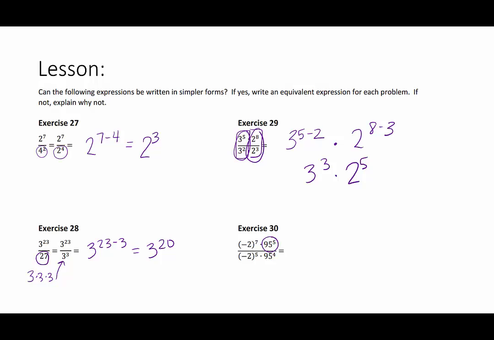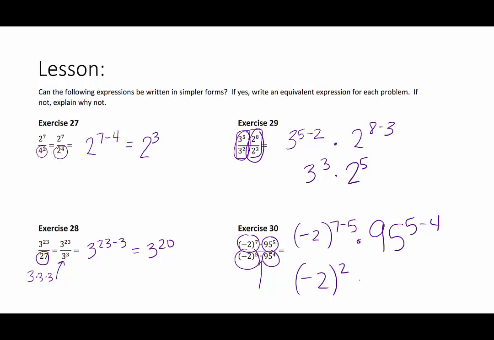Again, same thing here, separate bases. So we're going to say negative 2 in parentheses to the 7 minus 5 times, because there is a multiplication symbol in there, 95 to the 5 minus 4. That's going to give us negative 2 to the 2nd power times 95 to the 1st power, which you can just leave as 95.